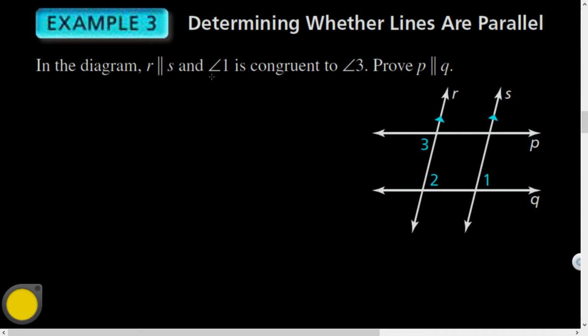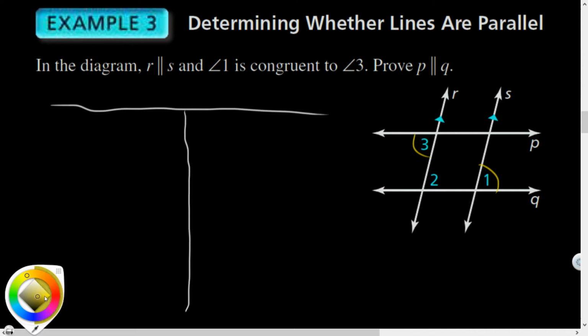Thank you. So anyways, in the diagram, R is parallel to S. So these lines are definitely parallel. Those guys right there. And angle 1 is congruent to angle 3. Those guys right there. All right. Ooh, trickiness though, huh? Tricky, tricky. All right, we want to prove these guys are parallel. And we're probably going to make a mistake at some point along this. Let's see how we do.